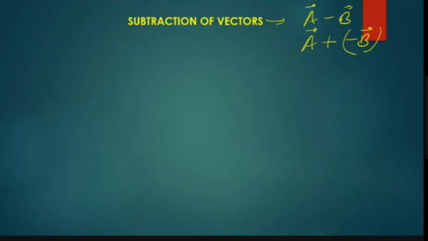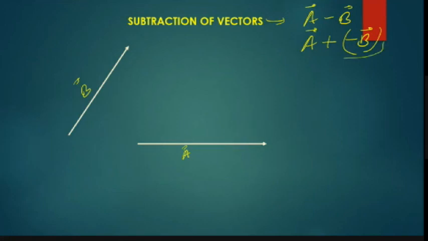Okay, then let me tell here. I have vector A and I have vector B. In this case, I want to do the subtraction. I want to subtract the vectors. So instead of that, I can add the negative of vector B. First I will place vector A, using the triangular law. Then this is vector B.